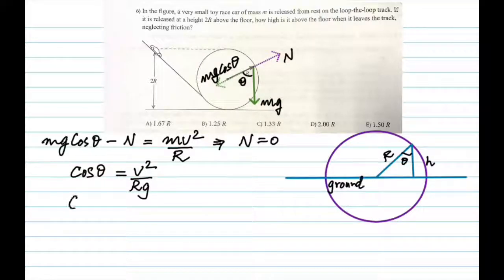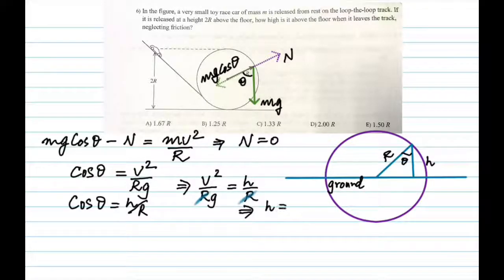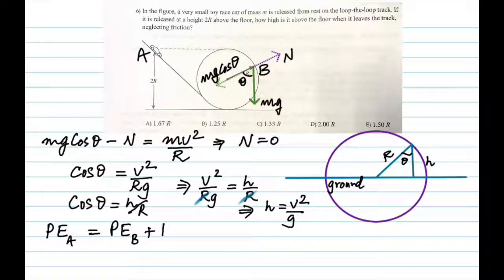So I get another expression for cosine theta. Now what I do, since the left-hand sides are equal, I'm going to put the right-hand sides equal to each other, get rid of the radius, get the height, plug in the numbers. I got the height in terms of velocity, right? Now don't you know that the potential energy at A is equal to the potential energy at B plus the kinetic energy at B, isn't it? Same thing, conservation of energy again.